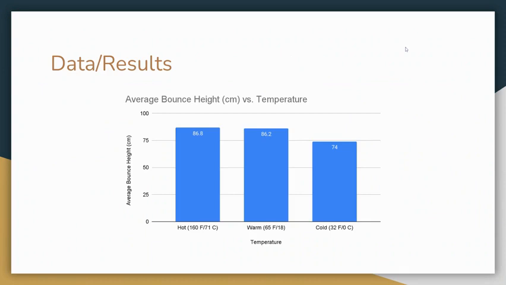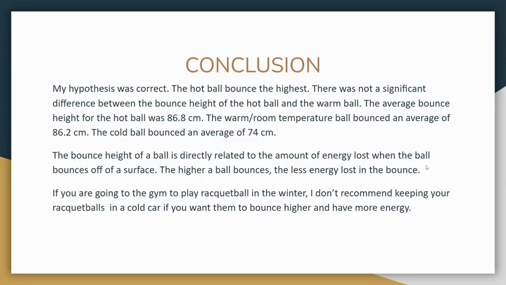So this chart shows the data in a graph form, graphing the average bounce height. There was not a lot of difference between the hot water and the warm water, but when I made the ball cold, when I dropped the temperature of the ball down to 32 degrees Fahrenheit, it had a significant decrease in the bounce height. My conclusion is that my hypothesis was correct. A hot or warmer ball does bounce the highest. There was not a significant difference between the bounce height of the hot ball and the warm ball.